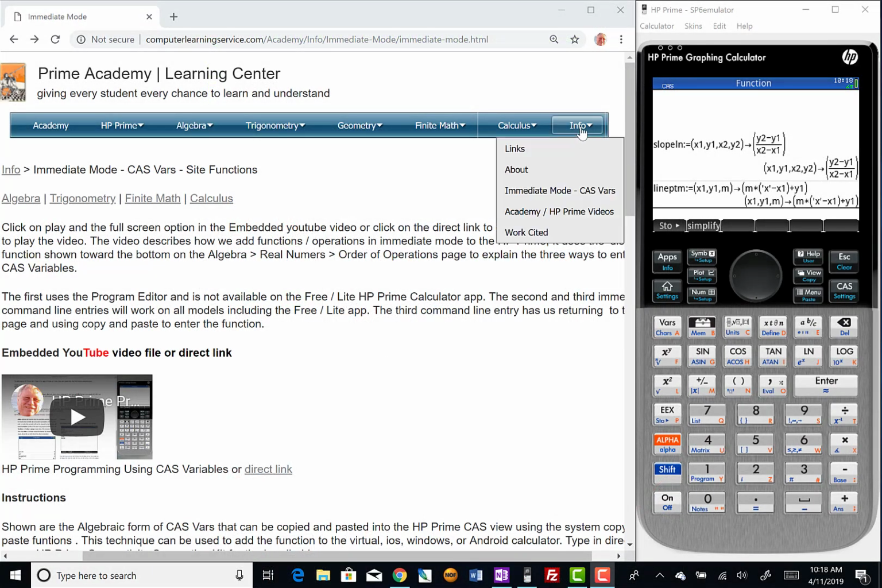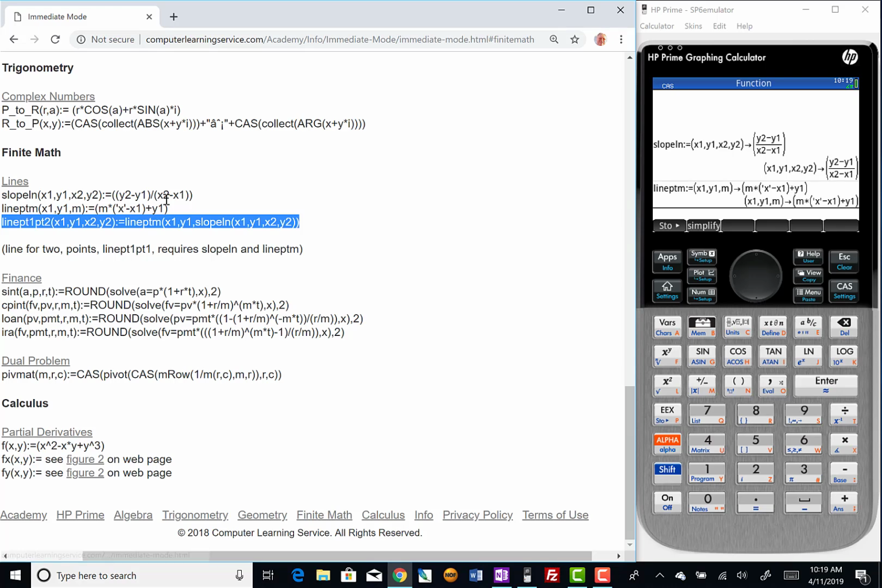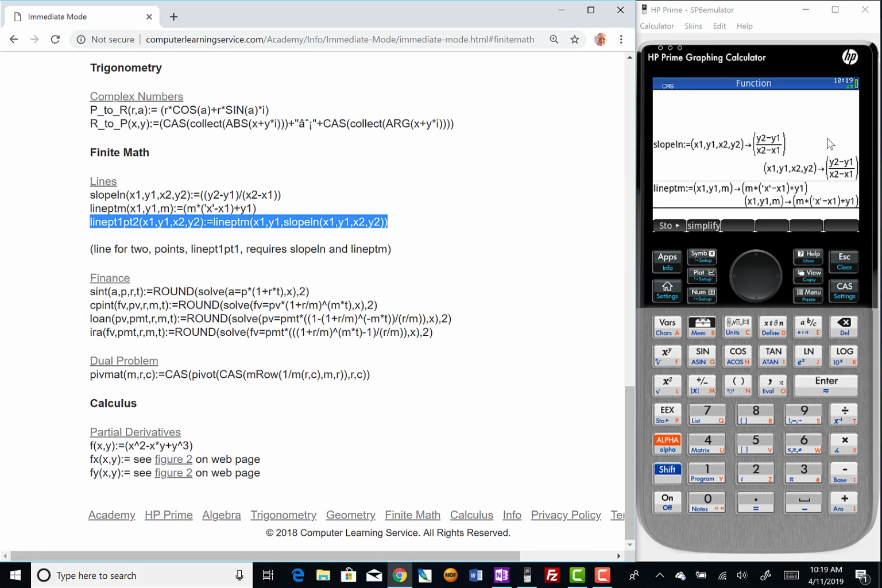Go to the info menu item, immediate mode CSS vars. Then when you get to this page, select finite math. And what we're going to do is copy these three formulas over to our calculator.